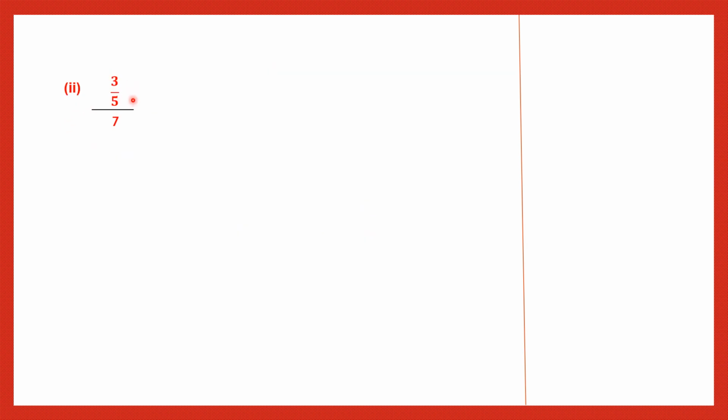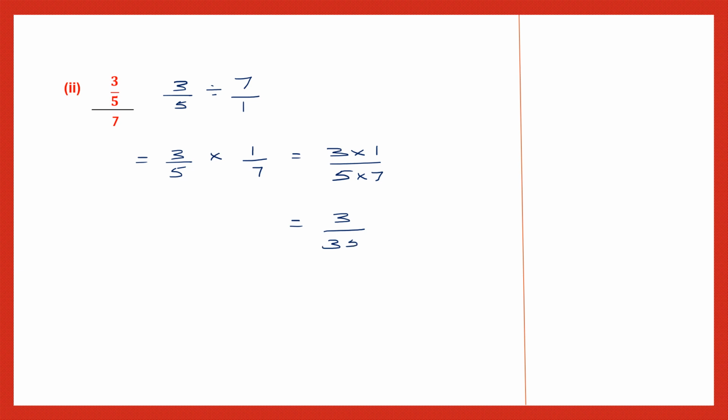Question 2, 3/5 divided by 7. So let's rewrite that question. 3/5 divided by 7. And we can make this 7/1. So this will be 3/5 into 1/7. There's nothing that we can cancel. So we multiply the numerators 3 into 1 and 5 into 7. 3 ones are 3 and 5 sevens are 35. So our answer here is 3/35.